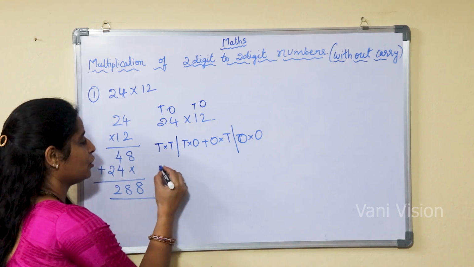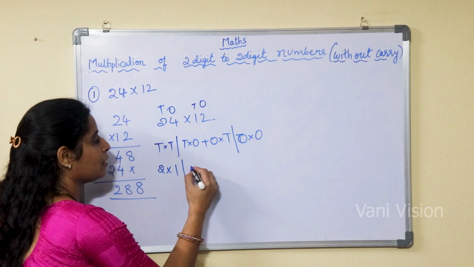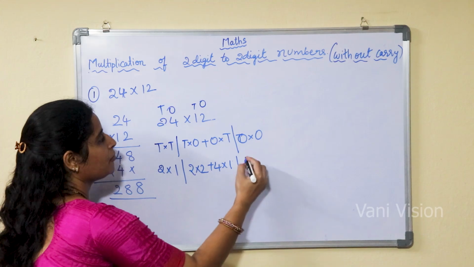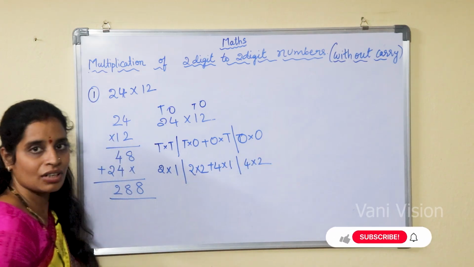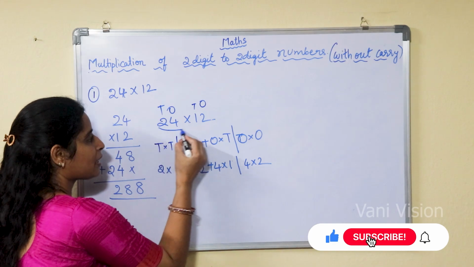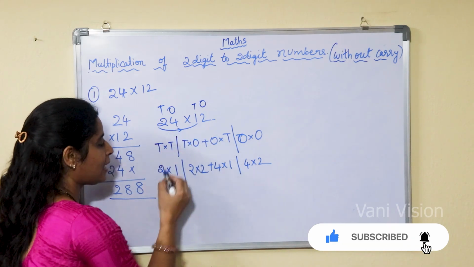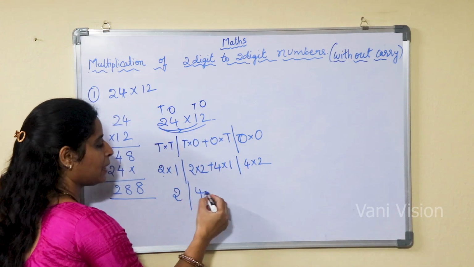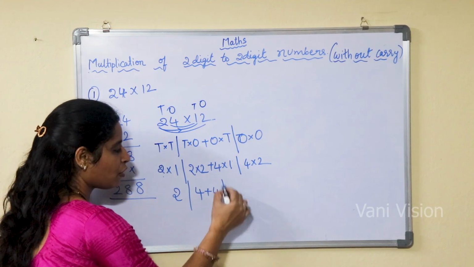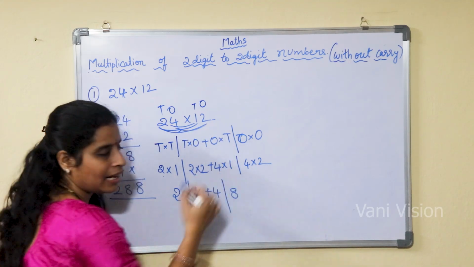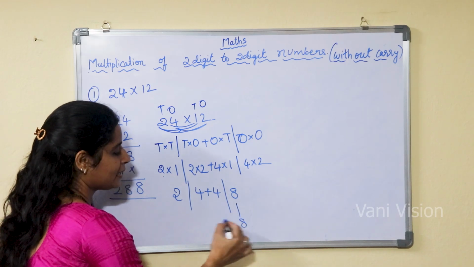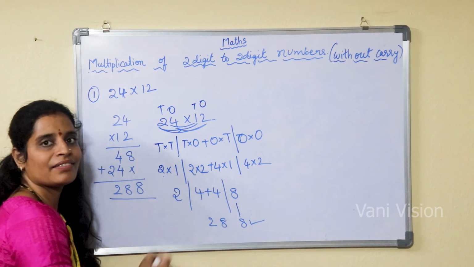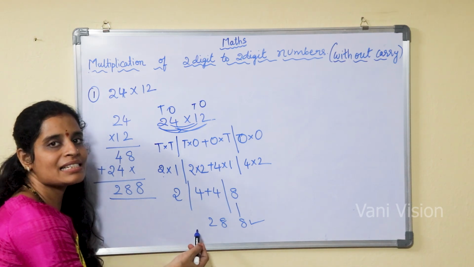Clear? Then 2 into 1, 2 into 2 plus 4 into 1, then 4 into 2. Got it? Or else draw arrows like this. 2 1s are 2. 2 2s are 4, plus 4 1s are 4. 4 2s are 8. Got it? 8, 8, 2. Which one is easy, this or this? Within a fraction of seconds, we are going to find out our answer here.